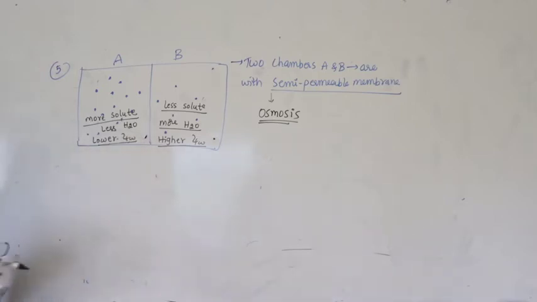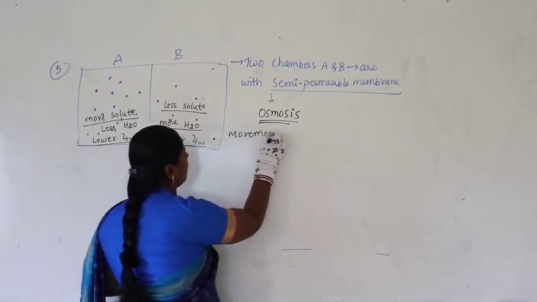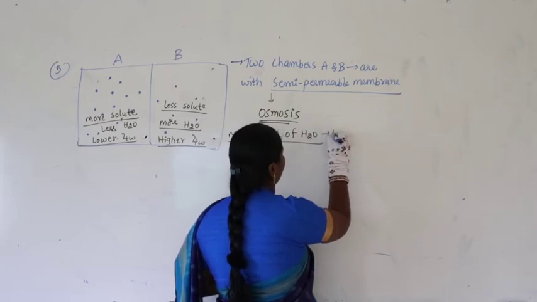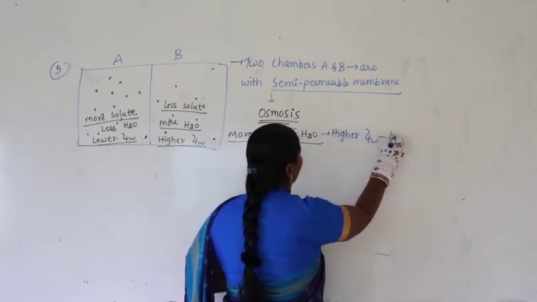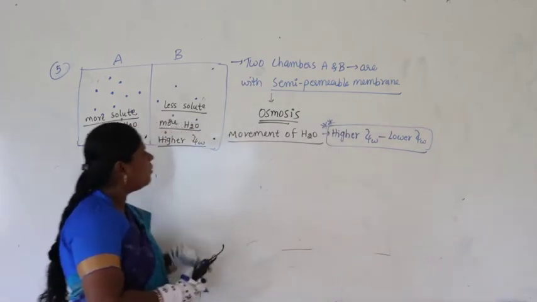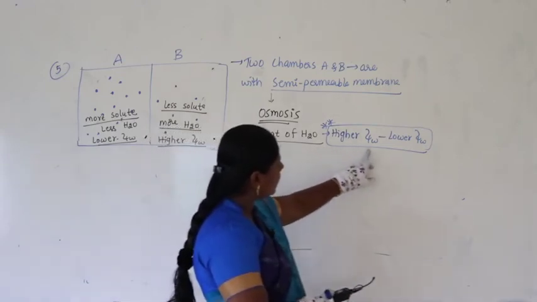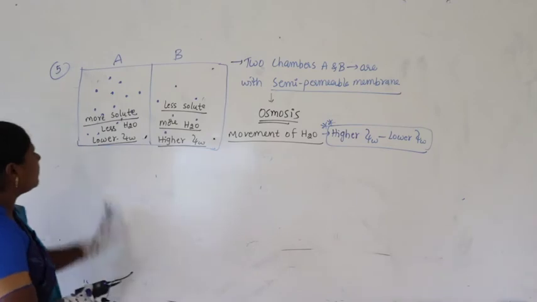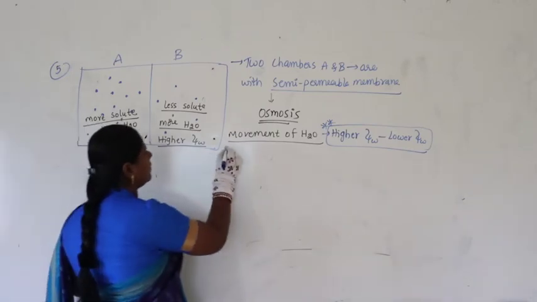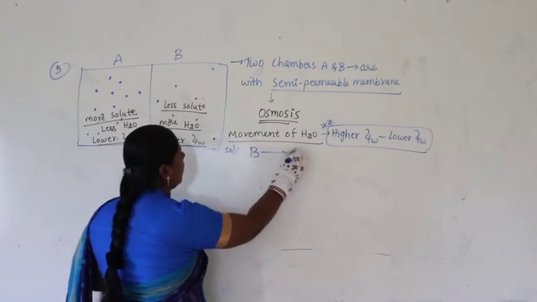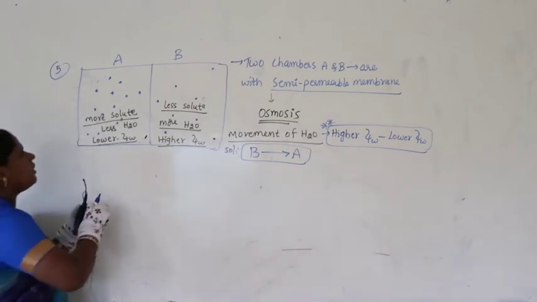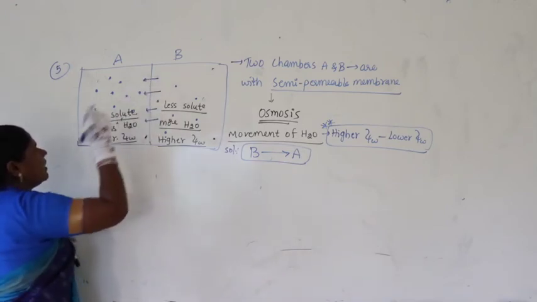Now, in this case, the movement of water, remember, as we discussed, always occurs from higher water potential to lower water potential. So, movement is happening from higher to lower. That means, according to the diagram, if the question is about movement of water, the solution is that water moves from chamber B to chamber A. Water is moving from chamber B to chamber A.